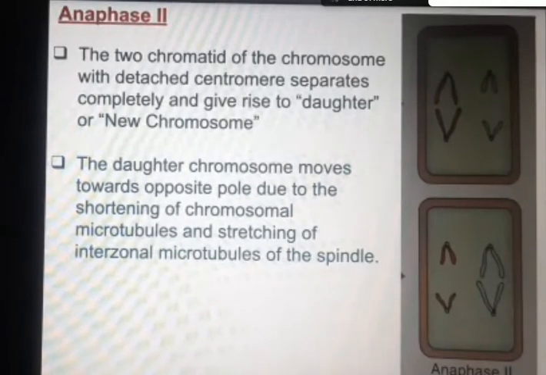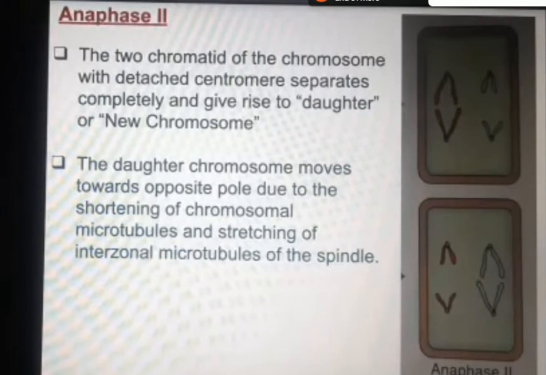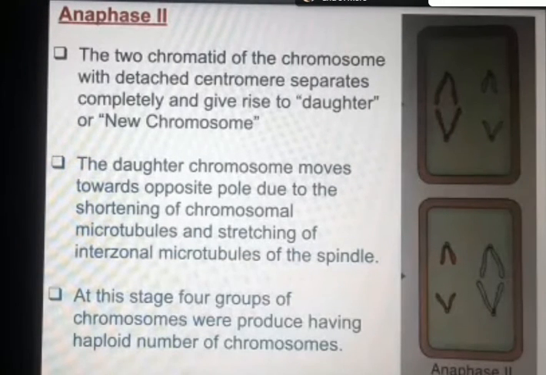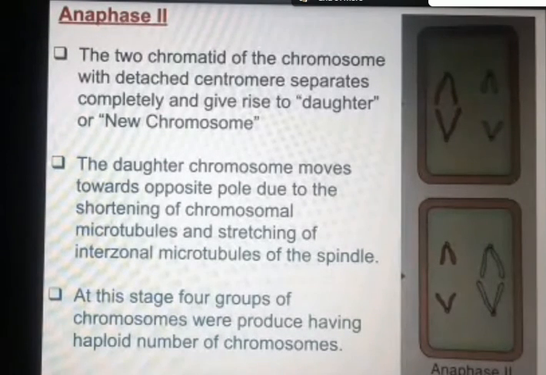Until they reach the respective poles, it will remain anaphase second. That I have discussed different times when we were discussing meiosis one and also mitosis one. At this stage, four groups of chromosomes were produced, having the haploid number of chromosomes. They had already become haploid in metaphase first itself.